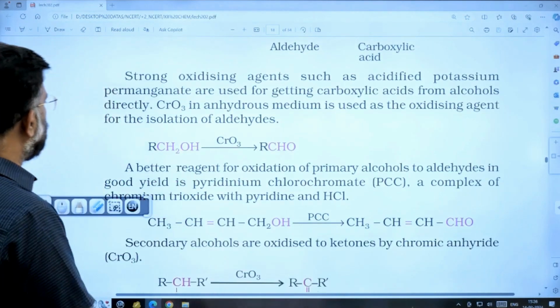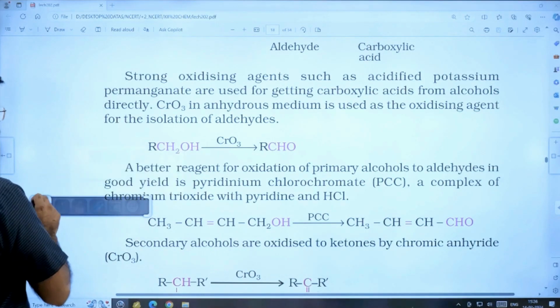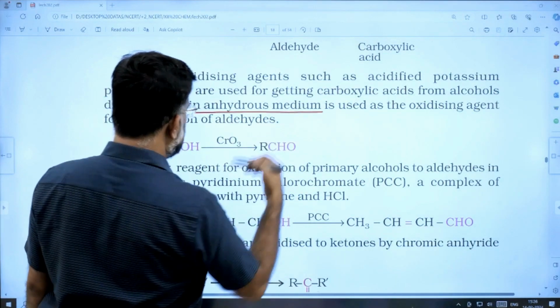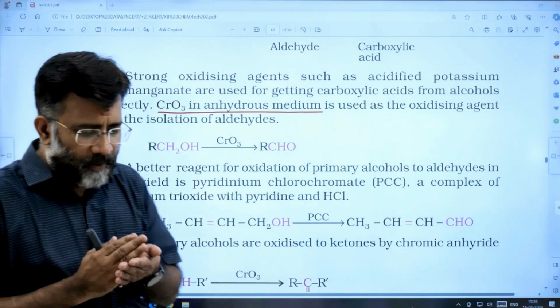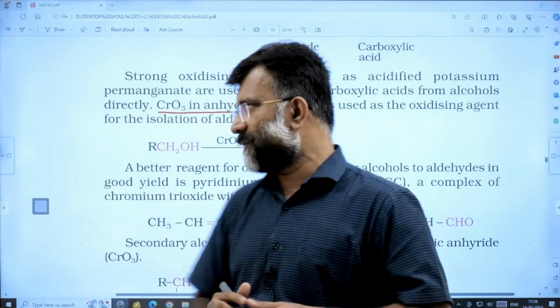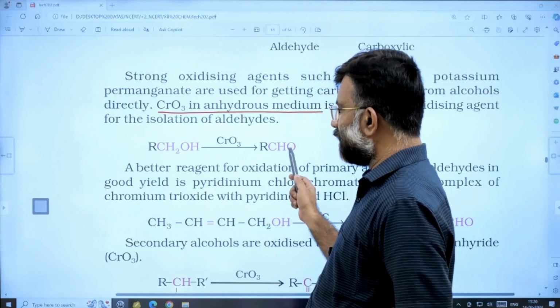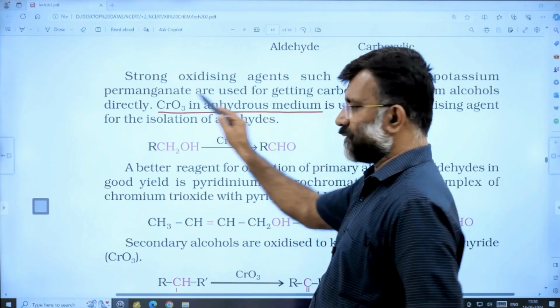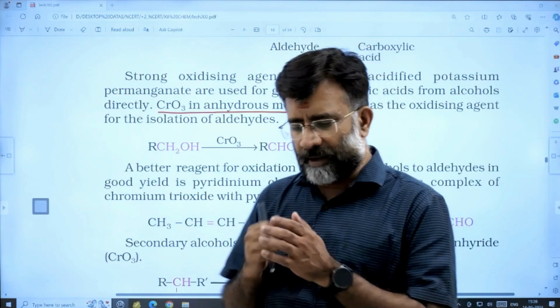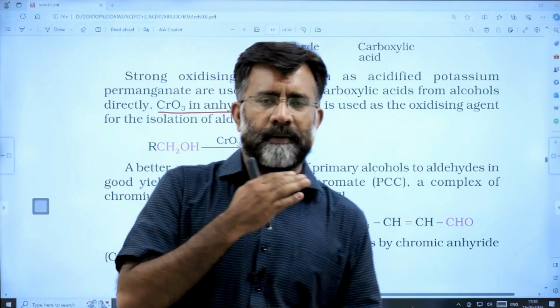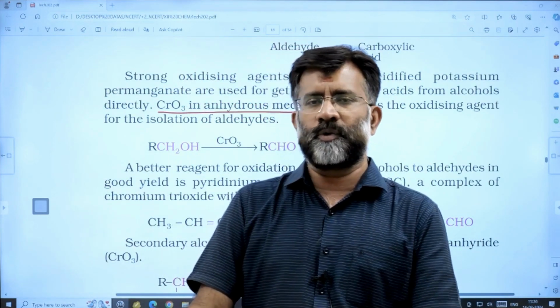There is one important point. You can make use of anhydrous CrO3 to stop the oxidation at the aldehyde stage. You see that a primary alcohol is oxidized to aldehyde using anhydrous CrO3. Anhydrous CrO3 will help you to stop at the aldehyde stage, not going to the acid stage.